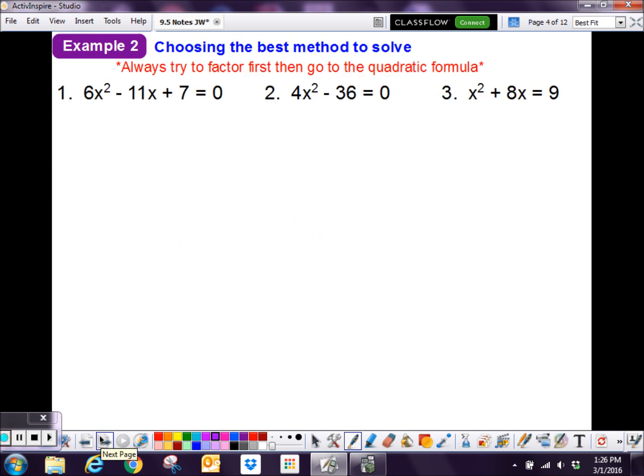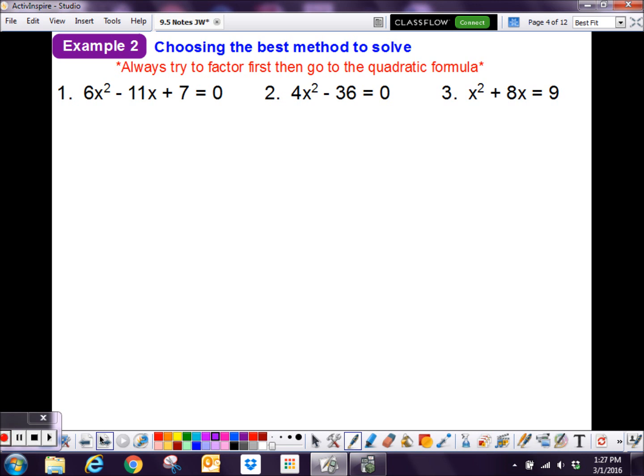Okay, now this talks about choosing the best method to solve. Some of you are really going to like the quadratic formula because it's easy, but unfortunately sometimes you're still going to have to factor. So we're going to look at these and see what would be the best method to solve. Okay, so number 1, I'm going to start with factoring. So let's look for a GCF.